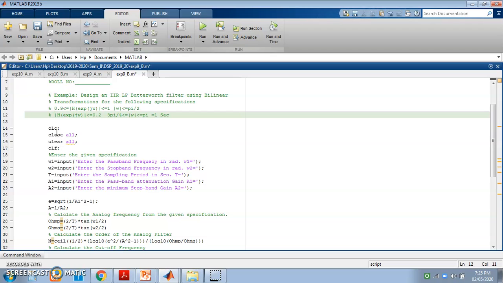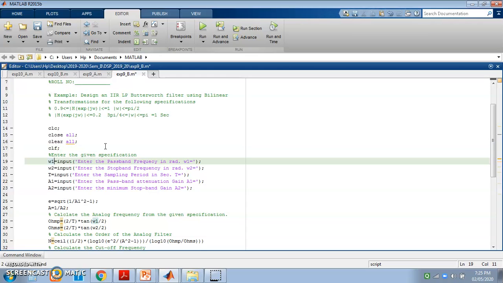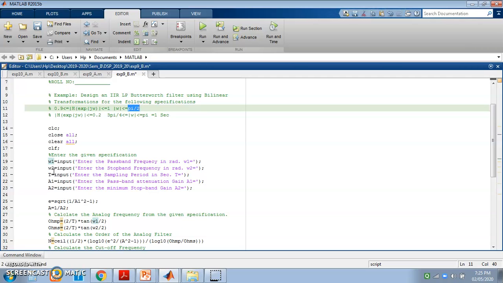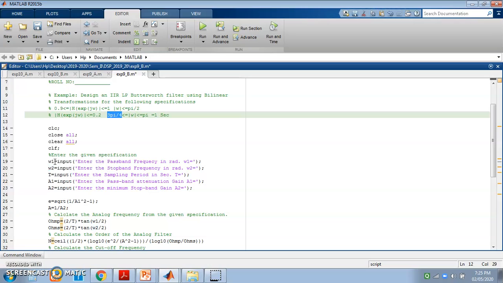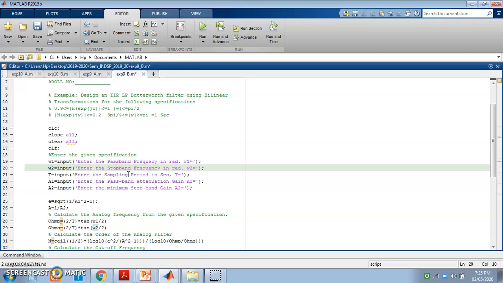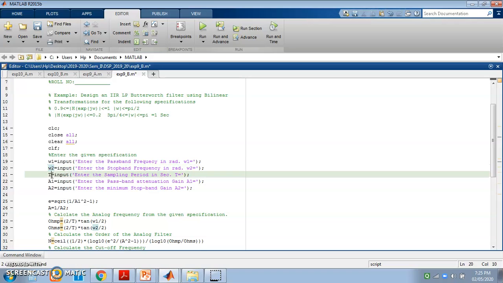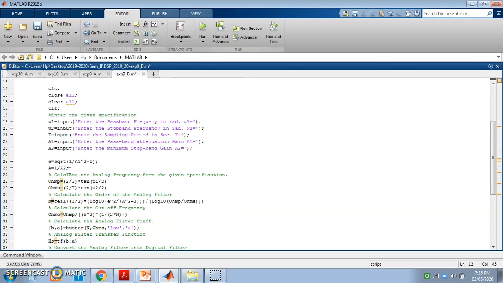CLC, close all, clear all, CLF, these are all the initialization commands for MATLAB. So omega 1 is the passband frequency, which is provided as pi by 2 over here. Omega 2 is the stopband frequency, which is equal to 3 pi by 4. So here I have to enter the passband frequency and the stopband frequency in radians per second. And as we are going to use the bilinear transformation, I have to concentrate on the sampling period, and that is equal to 1 second.